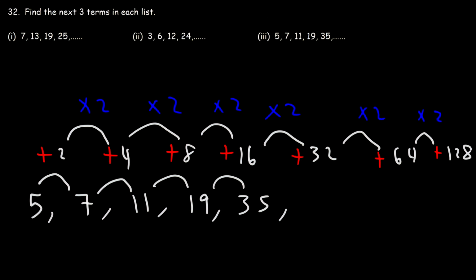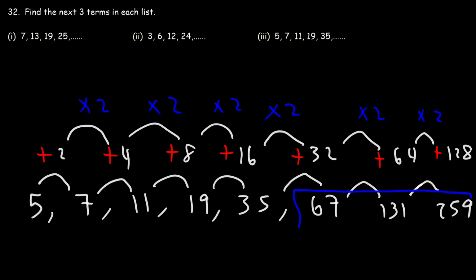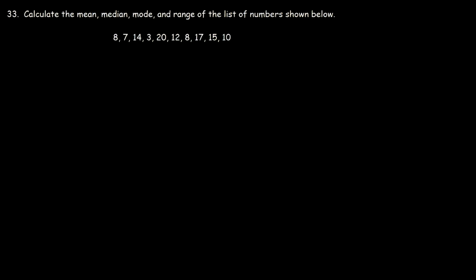So, since we added 16 to 19 to get to 35, next we need to add 32 to 35 to get the next number, which is 67. Then, to get the next number, it's going to be 67 plus 64, which is 131. And then to get the last number, it's going to be 131 plus 128, which is 259. So based on the previous pattern, these will be the next three numbers in the sequence.